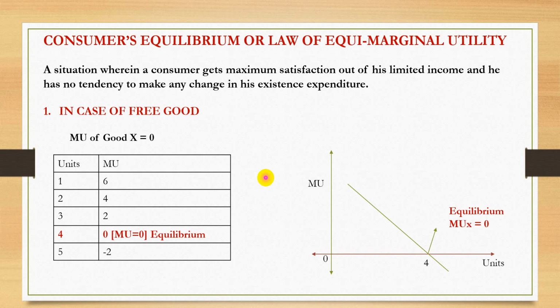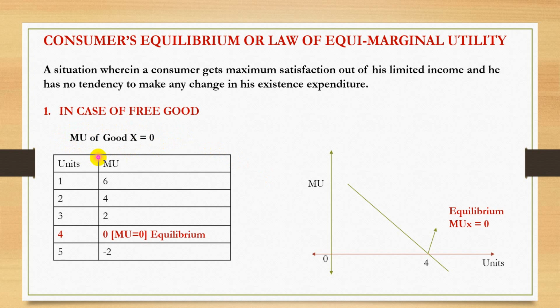Now to find out the consumer's equilibrium, we have different equilibrium conditions for different types of goods. Number one, in case of a free good. Suppose X is a free good. You need not pay for it. In that case, how many units of a free good will the consumer consume? The condition is that the marginal utility of the free good is equal to 0.